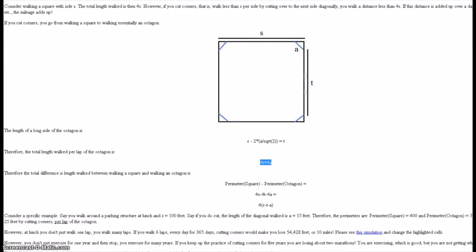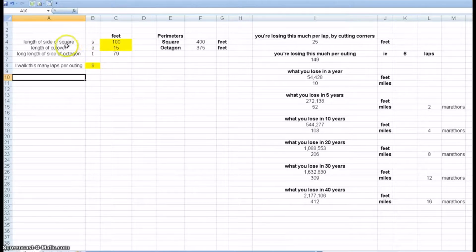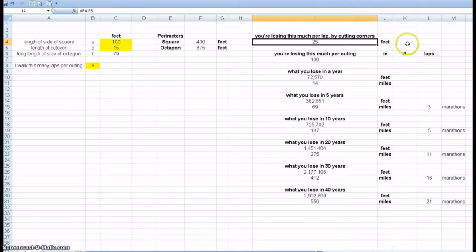And so that's this Excel spreadsheet I made. I have the parameters over here. Everything that's in yellow is what you would input: the length of the square, the length of that A cut over section. It calculates the length of the side of the octagon for you, the long length, how many laps. So let's just say 100 feet is the side of this square, cut over is 15, and maybe at lunchtime I do 8 laps. Again, we see the calculations of the square and the octagon as before. We're losing 25 feet per lap.